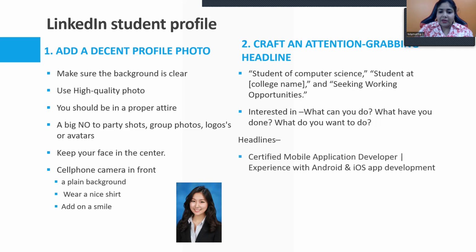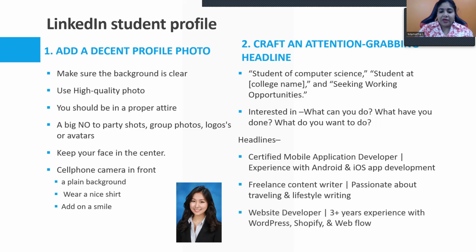In the headlines, mainly you can add examples. Certified mobile application developer. These are technical work which people normally do. Experience with Android, and you can even mention the app. One more example, I'm a freelance content writer, passionate about traveling and lifestyle writing, website developer, so many years of experience, and so on. Anything you think people should know about you and you think is going to add to your chances of getting a job, chances of getting recognized, please do add that.